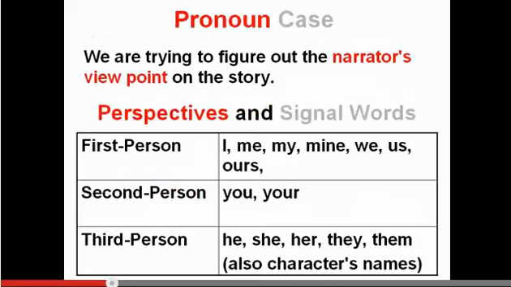Pronoun case. We are trying to figure out the narrator's viewpoint on the story. We are assisted in this by paying attention to the case of the pronouns that the narrator is using. These are signal words that indicate the perspective. First person will watch for I, me, my, mine, we, us, ours. Second person will watch for you and your. And third person will be watching for he, she, her, they, and them, also characters' names. If we notice the narrator frequently using these words, it may help us identify the perspective of the narrator.